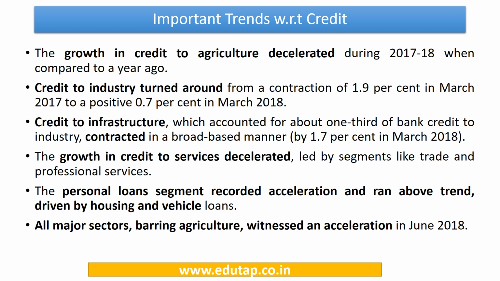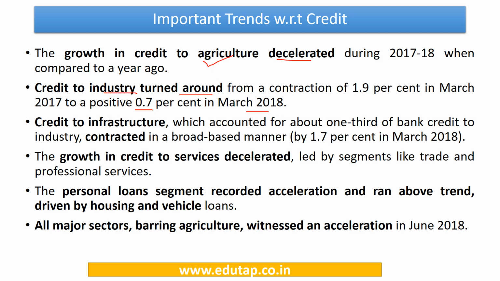Now if you look at the important trends with regard to credit, first the growth in credit to agriculture. The agricultural credit decelerated during 2017-18. And the credit to industry turned around. There was a contraction of 1.9% in March 2017, but it was positive 0.7% in March 2018. The credit to infrastructure accounts for over 1/3 of the bank credit to the industrial sector. It contracted in a broad-based manner, so there was a decline in the different components of the infrastructure sector.